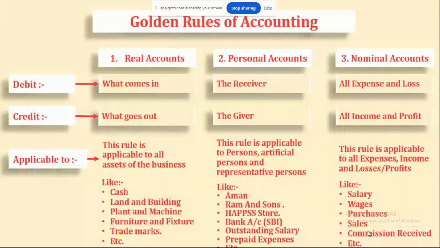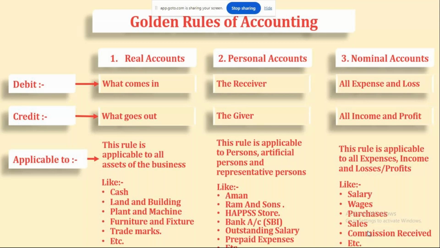Golden rules of accounting. So all of you would have done this one, right? Your first PU: real account, personal account, nominal account. Let me make one important statement. When it comes to real, personal and nominal account, obviously everybody will know the rules. When I say personal, debit the receiver, credit the giver. Real account, debit what comes in, credit what goes out. Nominal is debit all expenses and losses, credit all the incomes and gains or incomes and profit.